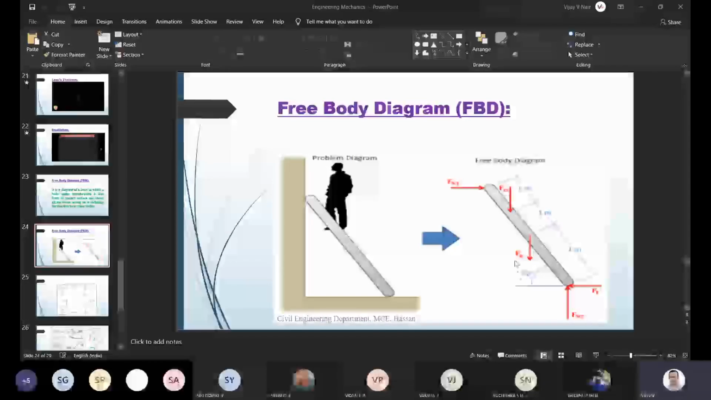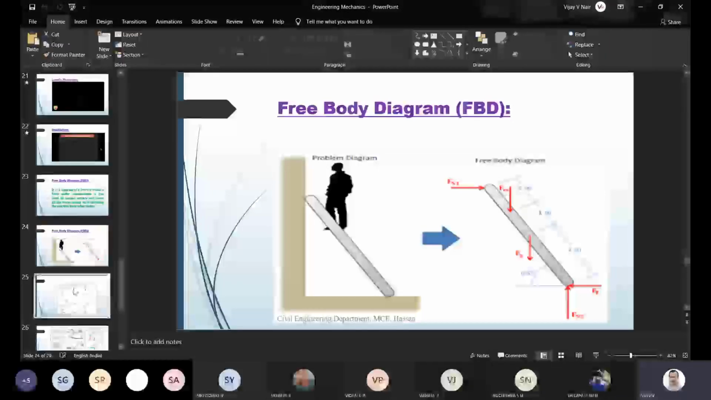So you can consider these as coplanar forces acting in the same plane, but they are not parallel. They are not collinear. They are not concurrent. They are only a coplanar system of forces. So this is how you generate a free body diagram. So we will just give a few other examples also.